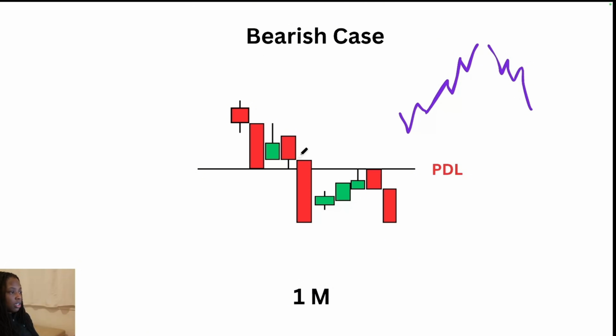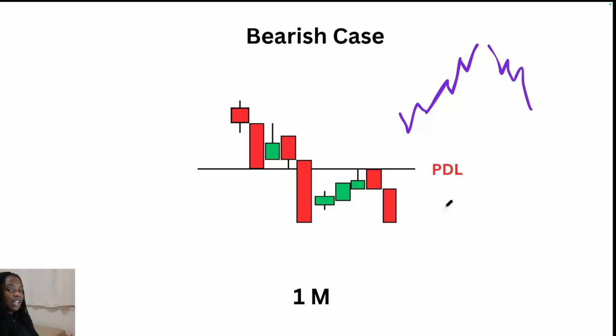So same thing, the candle closes, you wait for a pullback, you see rejection of that level, you see a bearish candle that engulfs this rejection candle here, right? To show that sellers are present, and then you take the trade towards the downside.